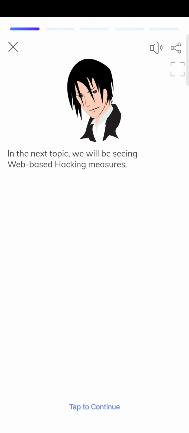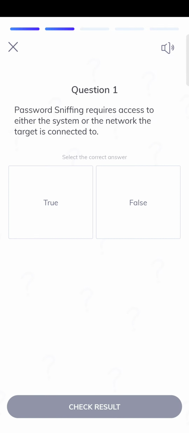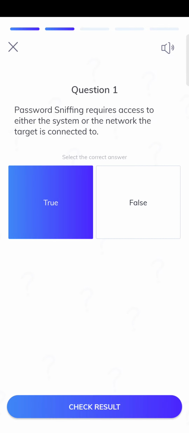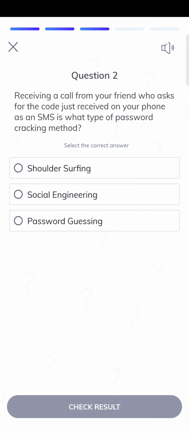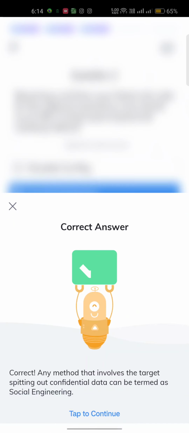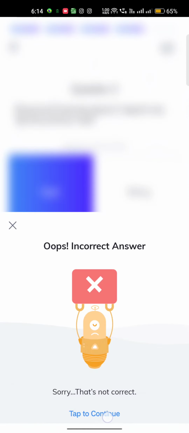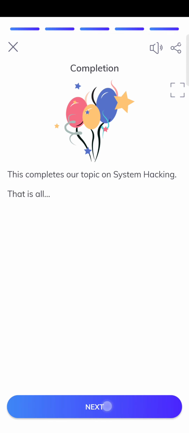In the next topic, we will be seeing web-based hacking measures. It's time now to look at what we have learned so far with a small quiz. This completes our topic on system hacking. That is all.